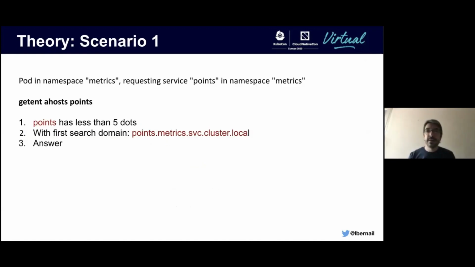So in theory, here is how it works. Imagine a pod in namespace metrics requesting a service points that is also running in namespace metrics. If you just look at points, your resolver is going to see that points has less than 5 dots. So it's going to use the first search domain and query for points.metrics.service.cluster.local and get an answer back from the DNS pod. So simple and efficient, right?